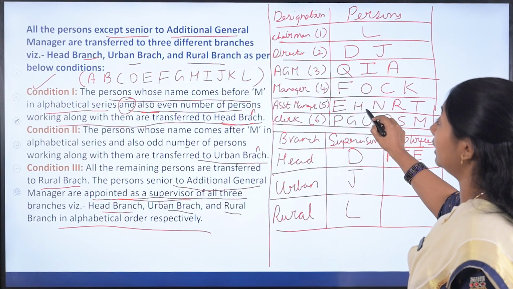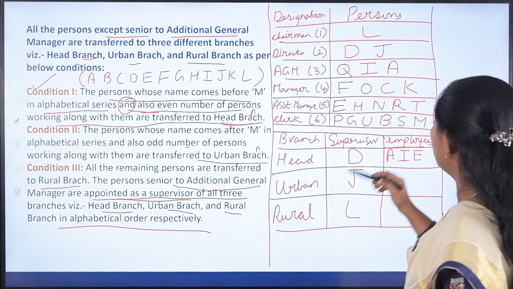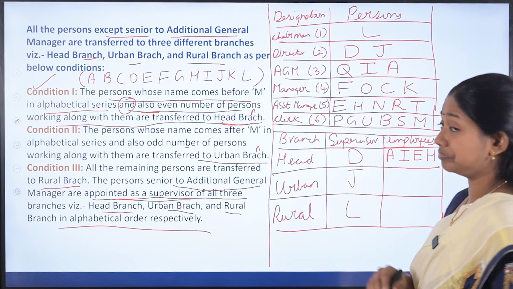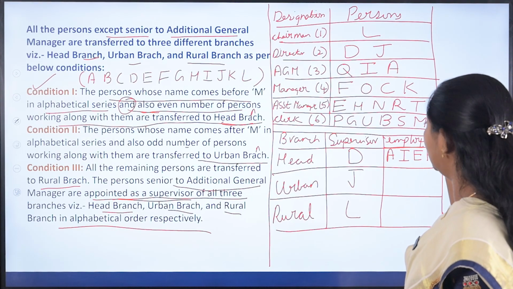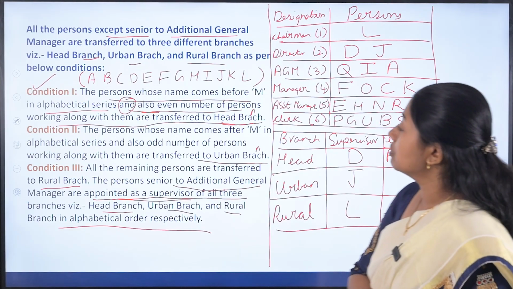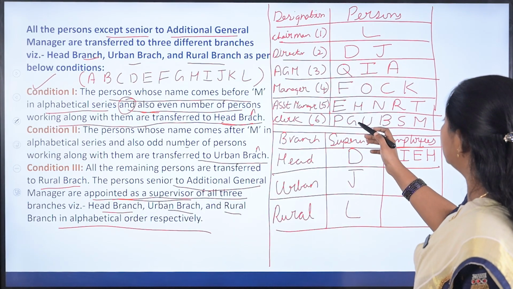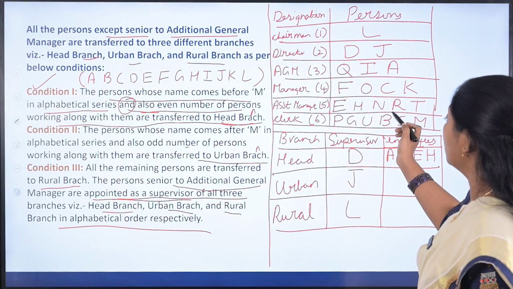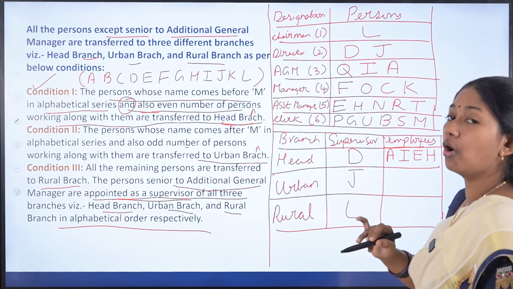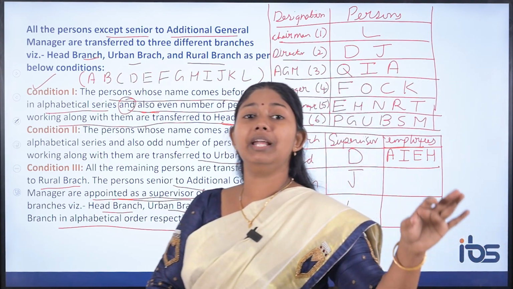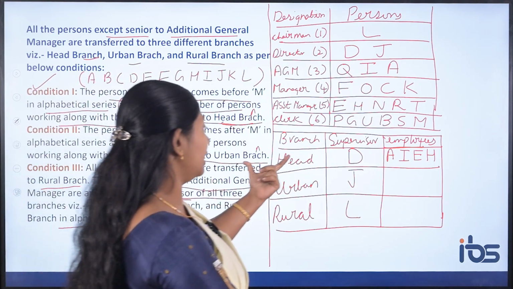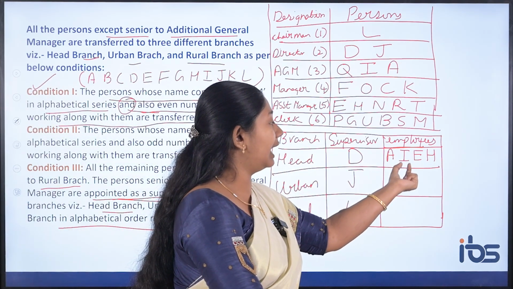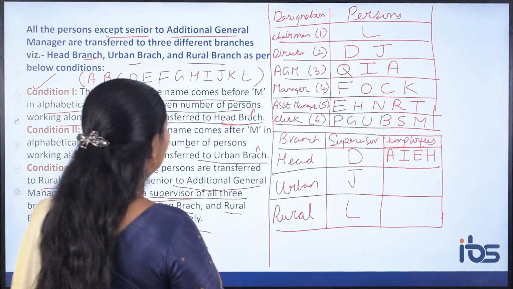H can also come because it also lies before M. N is after, R is after, T is also after. Now, according to the first condition, if you take B, the remaining are all odd, so we cannot take anybody, we cannot transfer any employees from clerk. Only head branch will have employees like A, I, E, H, that's it.